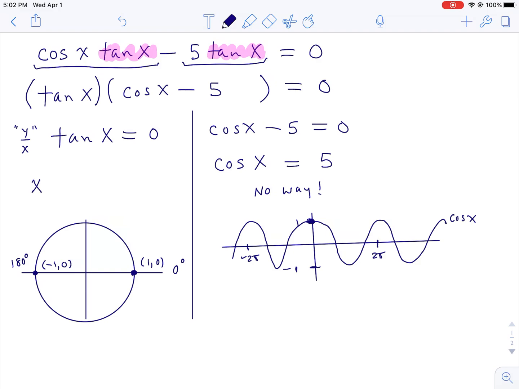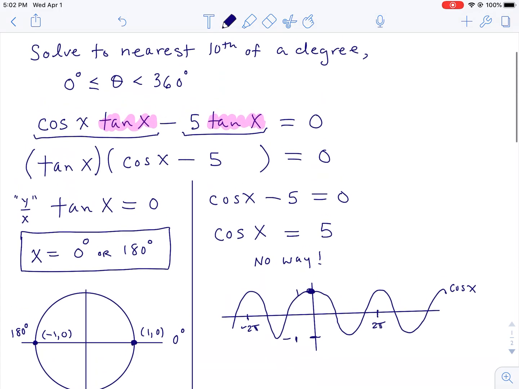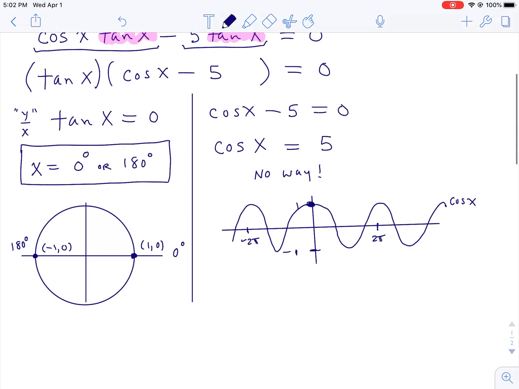So guess what? There's your solution. X is either 0 degrees or 180 degrees. And we don't go beyond that. We're solving on the unit circle, right? There's actually an infinite number of solutions, but if you look at the way the problem was described, we said just from 0 to 360. So 0 and 180 are the two solutions.